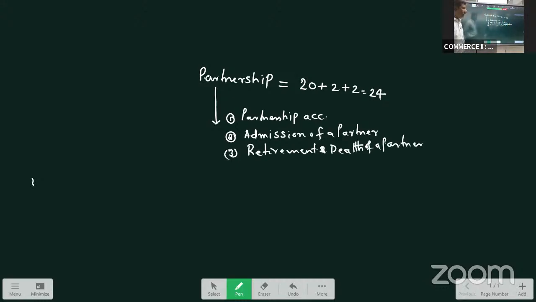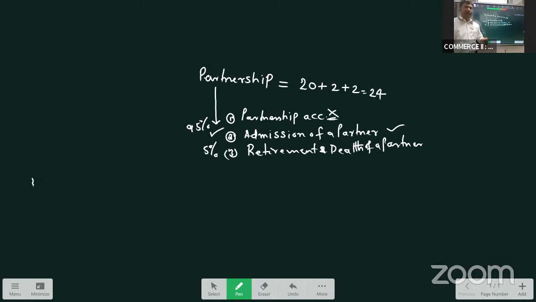For the IP syllabus, we are expected to get this. 95% of chances are that you'll get admission of a partner for 20 marks, and as you can see, only 5% chance you can get retirement of a partner. This has never been asked all these days. So let us start with admission of a partner.